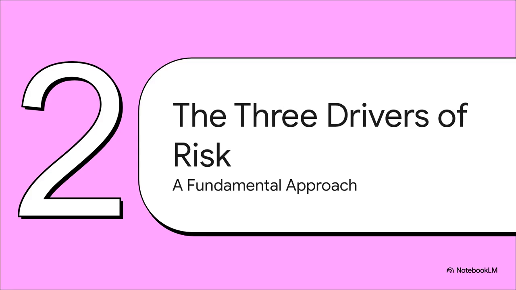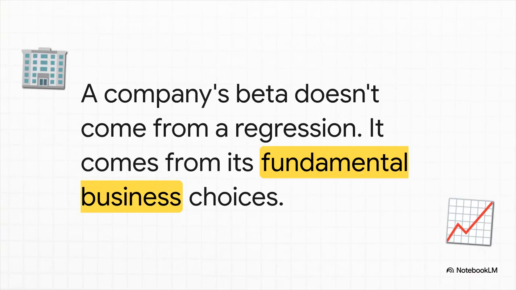And this is exactly why we need a complete shift in thinking. We have to stop seeing beta as just a statistic from a chart. We need to understand where it truly comes from, the fundamental business itself. A company's risk isn't born from a regression analysis. Nope, it's the direct result of the choices its managers make. What business are we in? What's our cost structure? How much debt are we taking on? Those are the things that create risk.